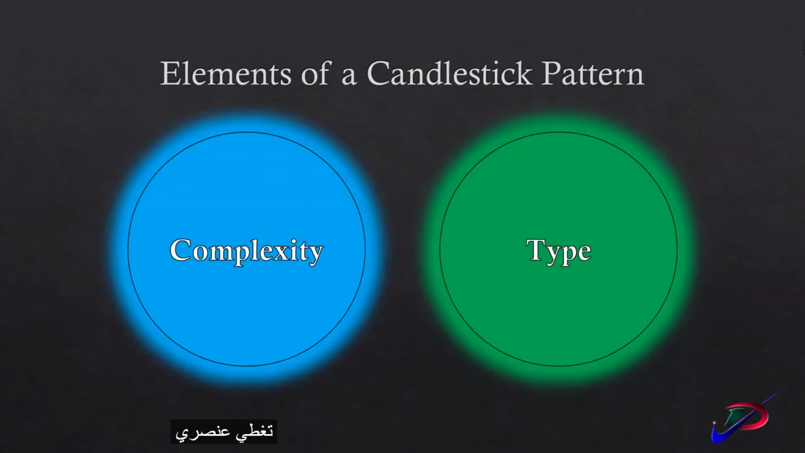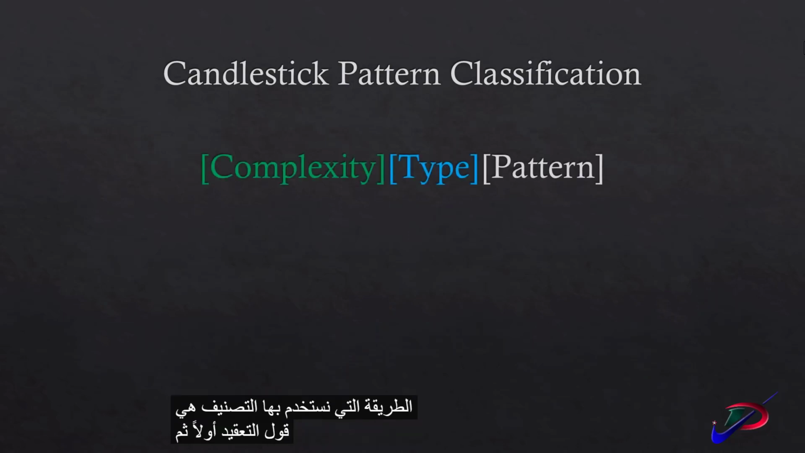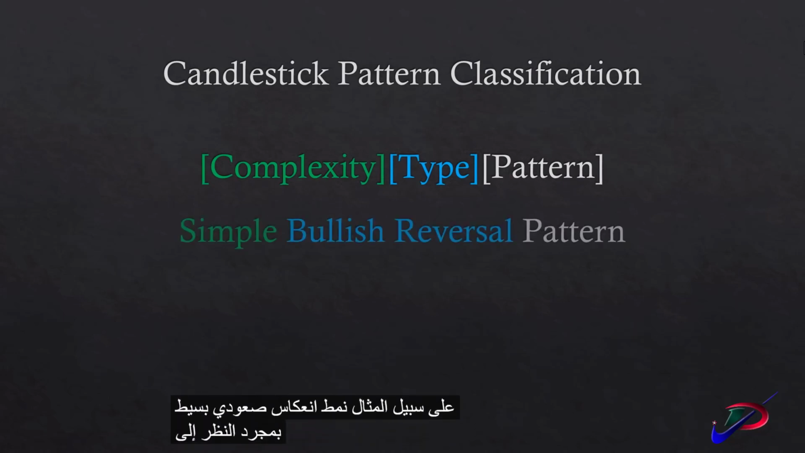That covers the two elements of a candlestick pattern. The combination of these two elements form the classification of candlestick patterns, which is very useful to organize the many patterns we want to memorize and understand. The way we use the classification is by saying the complexity first, and then the specific type to classify the pattern. For example, a simple bullish reversal pattern.